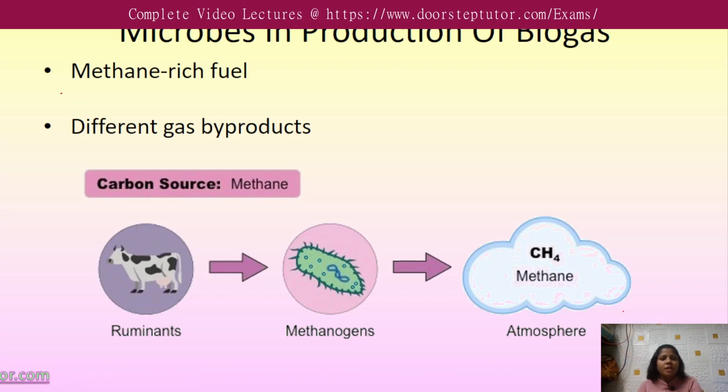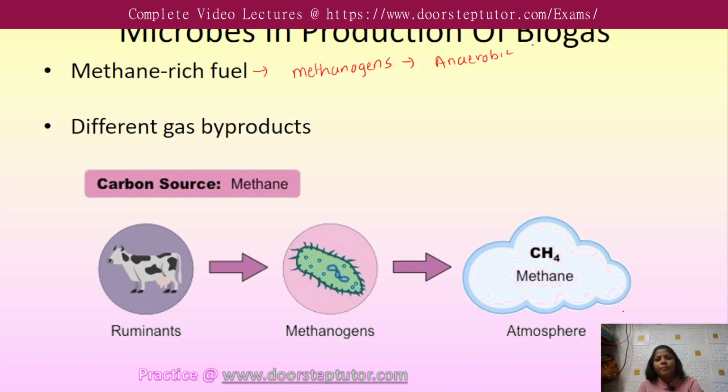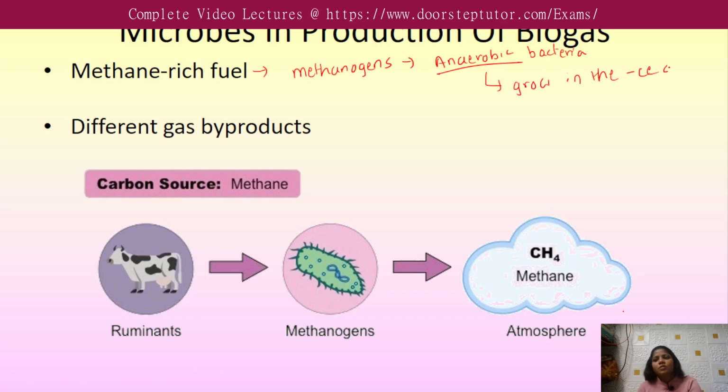So, biogas is nothing but the methane-rich fuel which is produced by the methanogens, which are anaerobic bacteria. Anaerobic means they grow in the absence of oxygen. Different kinds of microbes produce different gas products, such as yeast produces carbon dioxide.